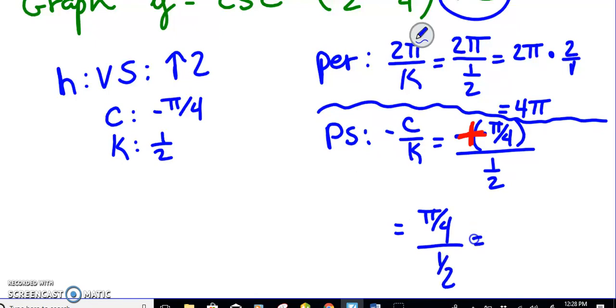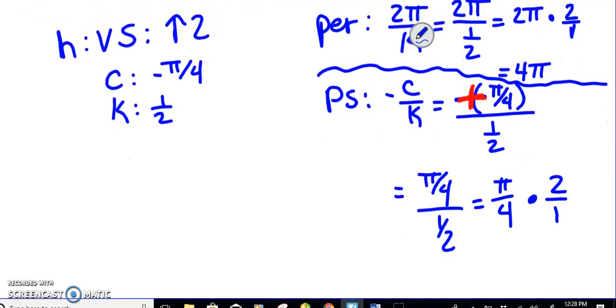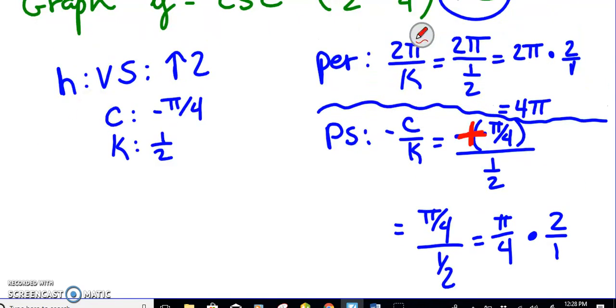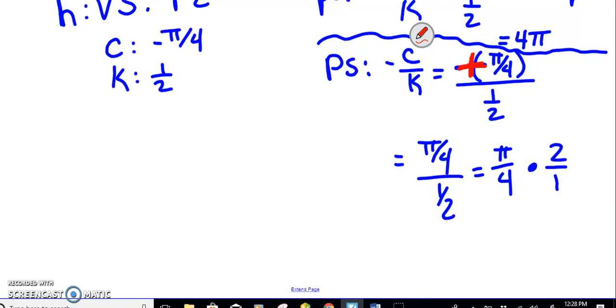And again, we do keep, change, flip. Keep here, change to multiplication, flip this. You should be able to cross reduce so you don't have big numbers here. So the 4 and that 2 cross reduce. That's a 1, and this is a 2 right here. So we're moving pi over 2. And again, you should remember what direction we're moving in. Here, because it's pi over 2, it's going to the right.